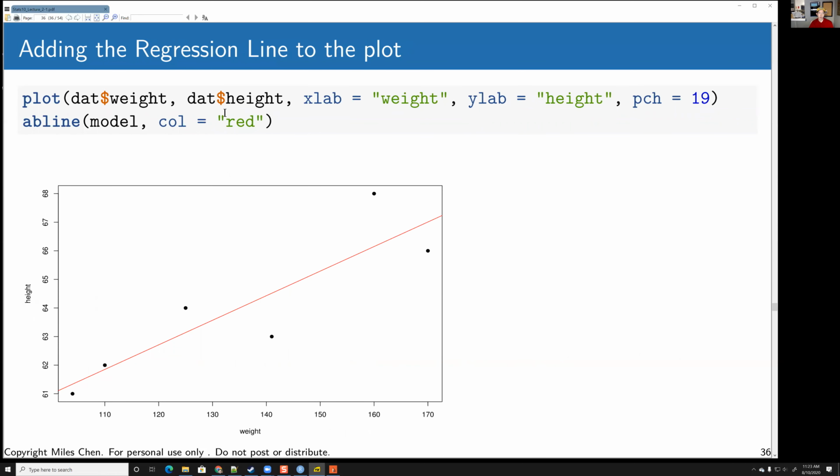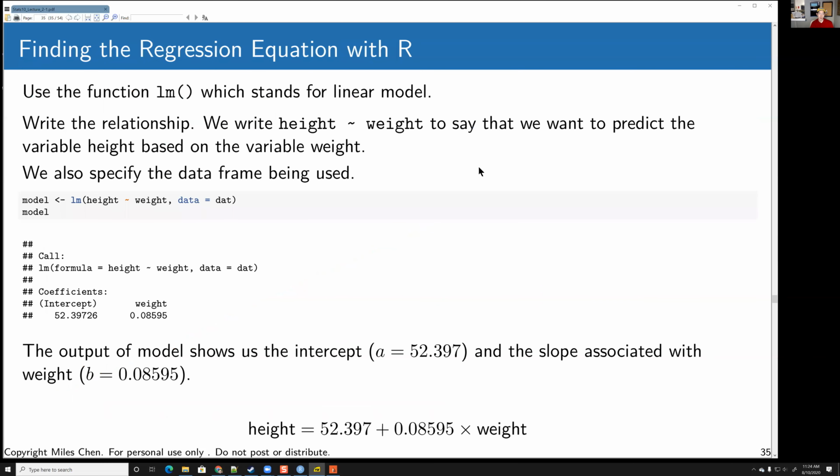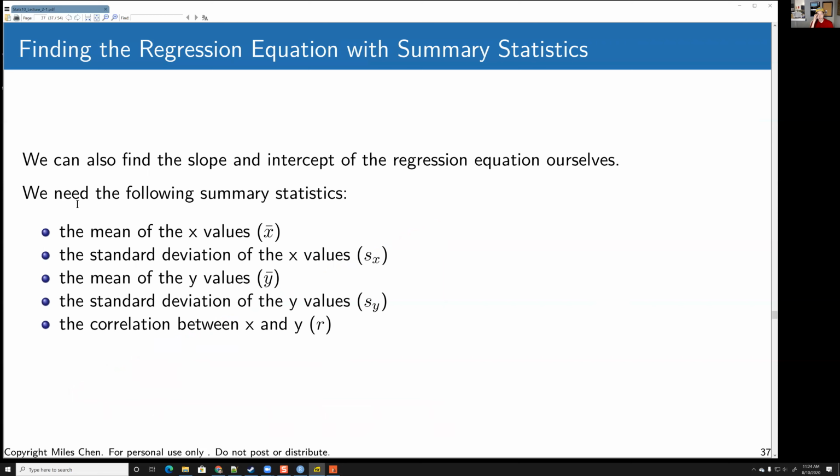And you can plot this. Here's the plot of the data points, and then you can draw the fit line by calling abline on the model that we created. When you do this, R plots the fitted line, and this red line represents the fitted line we have here. So it can be done very quickly in R using this function LM.